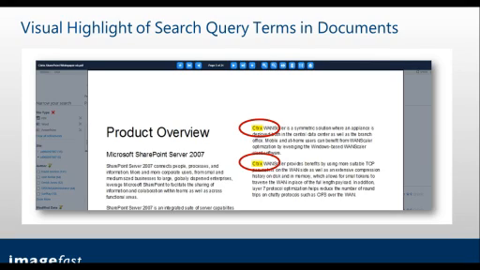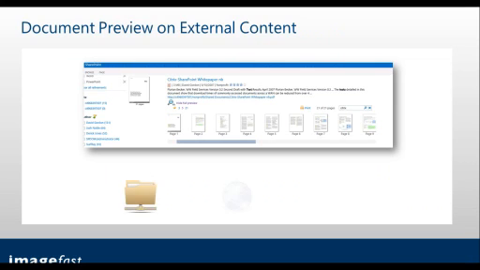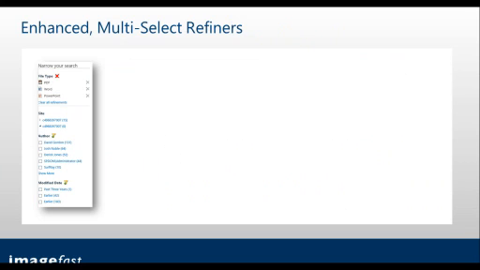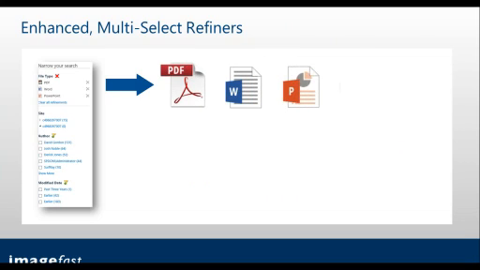Visually, we can highlight search query terms within documents using Ontolica Preview. So here you can see an example of that, where we've got the preview panel open for a particular document, and the search query is highlighted in yellow. And we can also provide document preview on external content, so perhaps network file shares or external content databases and so on.